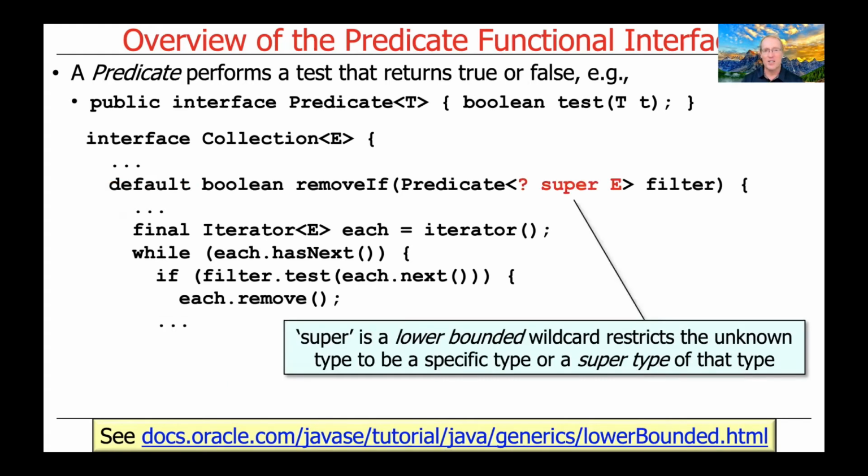We're then going to show a little bit more syntactic variant in Java, which is the question mark super E syntax, where the keyword super is a so-called lower bounded wildcard that restricts the unknown type, or the type that will be provided when you instantiate the generic, to be a specific type or a super type of that type. So you'll see how this works when we actually instantiate this in just a moment.